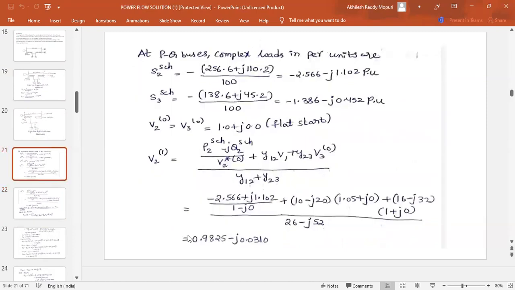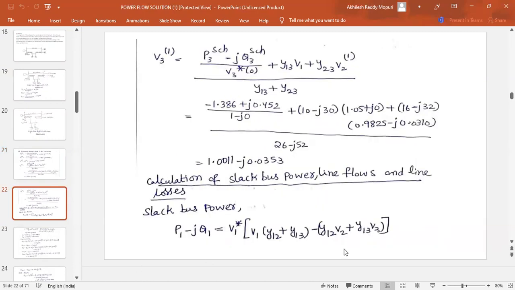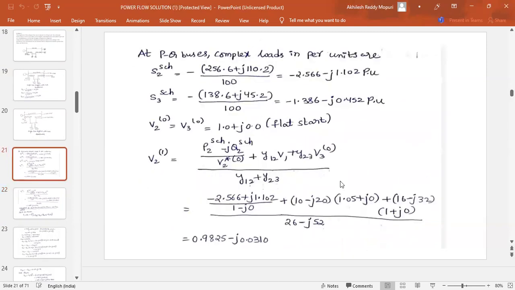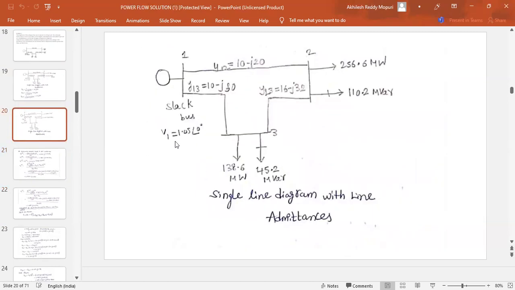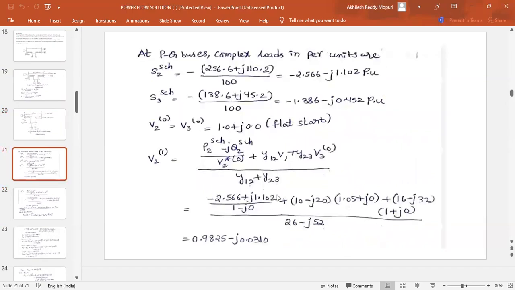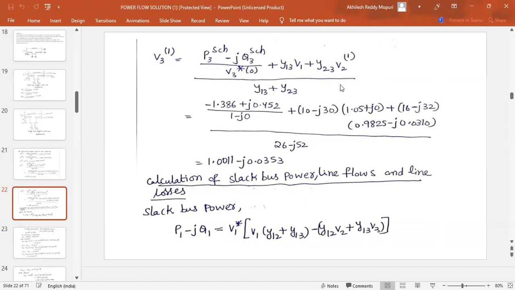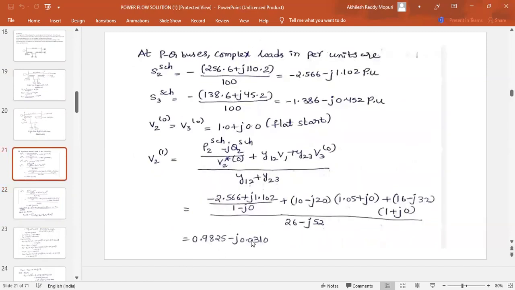From the formula, you can keep this alone on one side and take the remaining terms to the other side. You will get this formula. Substitute everything. One important thing is, while calculating V2 of 1, we will be taking V3 of 0 and V1. What is V1? V1 is 1.05. After calculating V2, during the calculation of V3, we will be taking V2 of 1, that is the recent value that you have got.